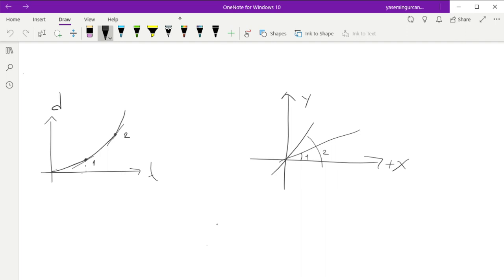For both of these lines, you have an angle which is less than 90 degrees. 90 means up to here, right? This is 90 degrees between x and y. They're perpendicular to each other. So if the angle between the tangential line and the positive x-axis is less than 90 degrees, it tells you that these slopes are positive, okay? If the angle is less than 90 degrees, then the slope is positive.